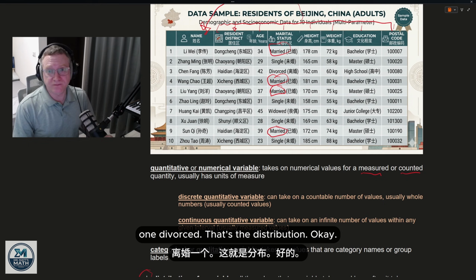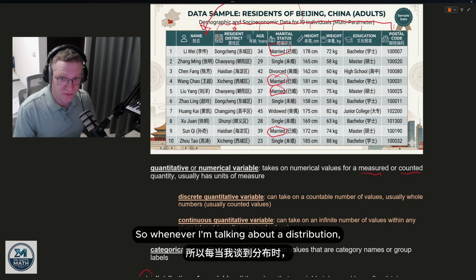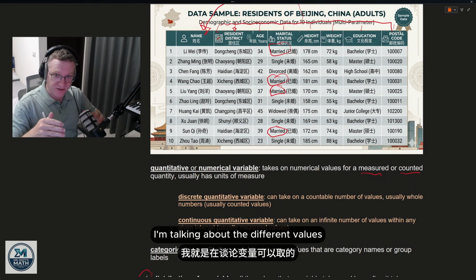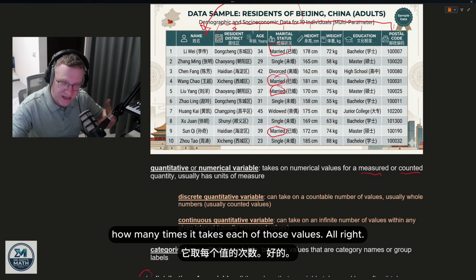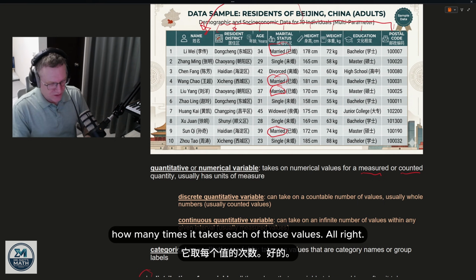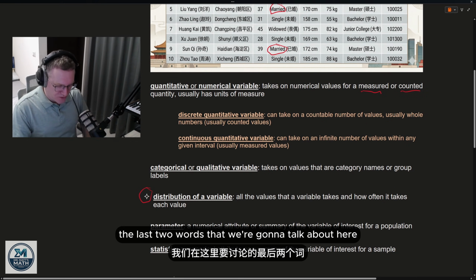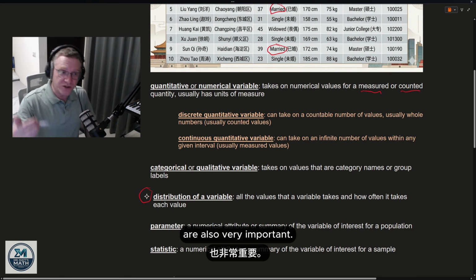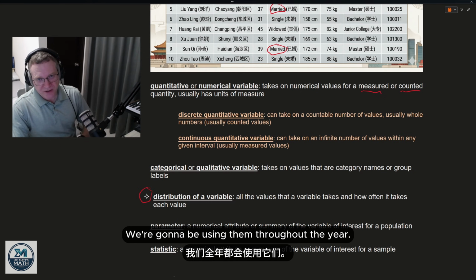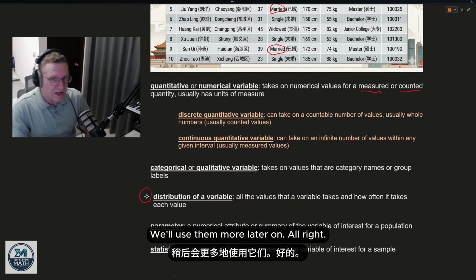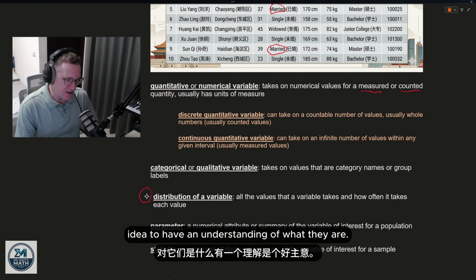That's the distribution. Okay, so whenever I'm talking about a distribution, I'm talking about the different values that the variable can take and how often, how many times it takes each of those values. All right, so it's very important that you understand that. And then the last 2 words that we're going to talk about here are also very important. We're going to be using them throughout the year. We'll use them more later on. But it's a good idea to have an understanding of what they are.